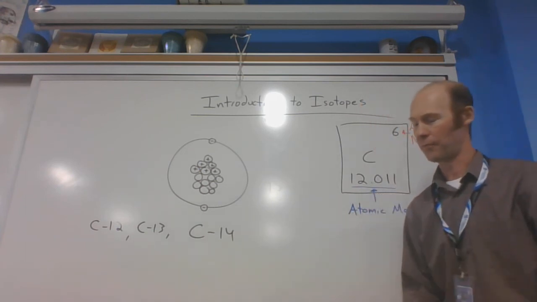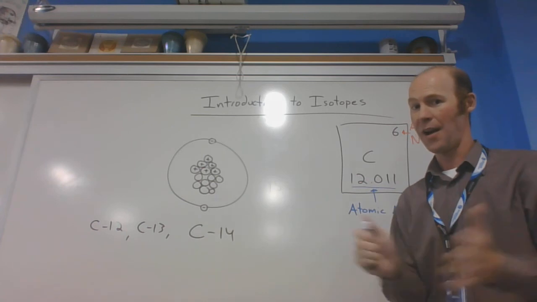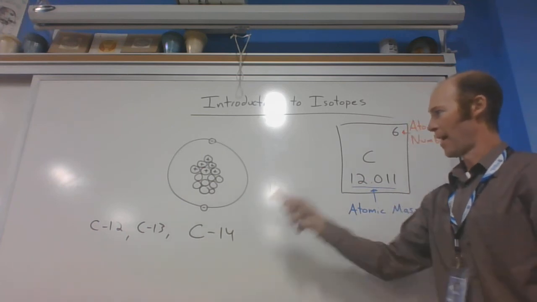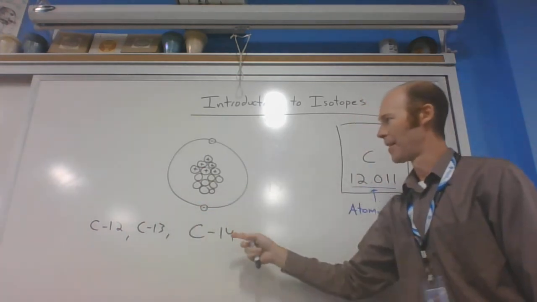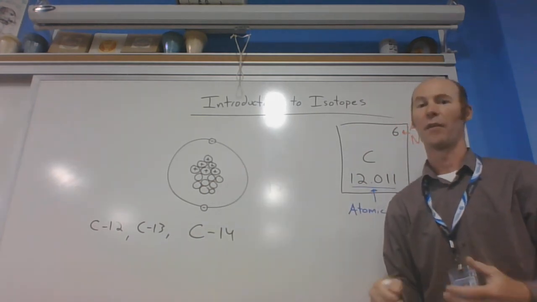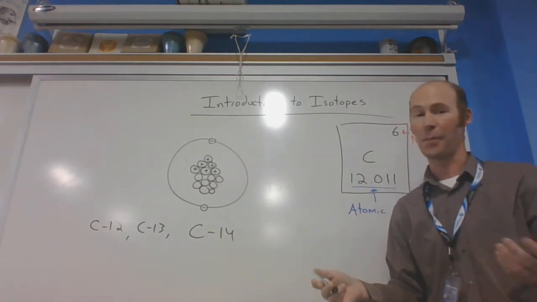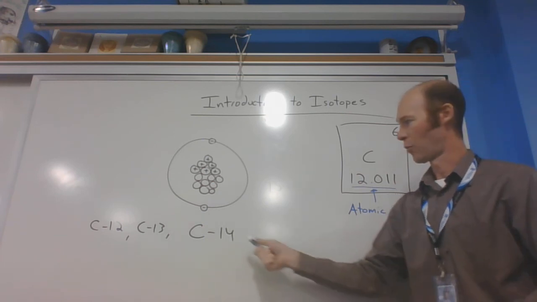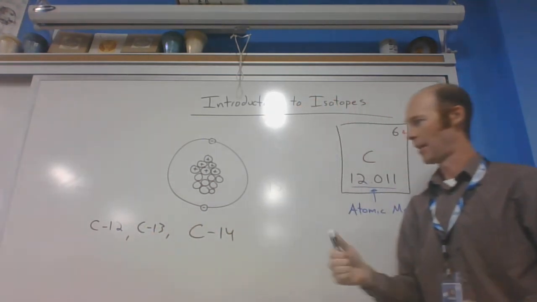So in conclusion, what are isotopes? Isotopes are the types of elements that have the same number of protons, but different numbers of neutrons. Every element has isotopes, it's just which isotope is it? And that's the big idea.